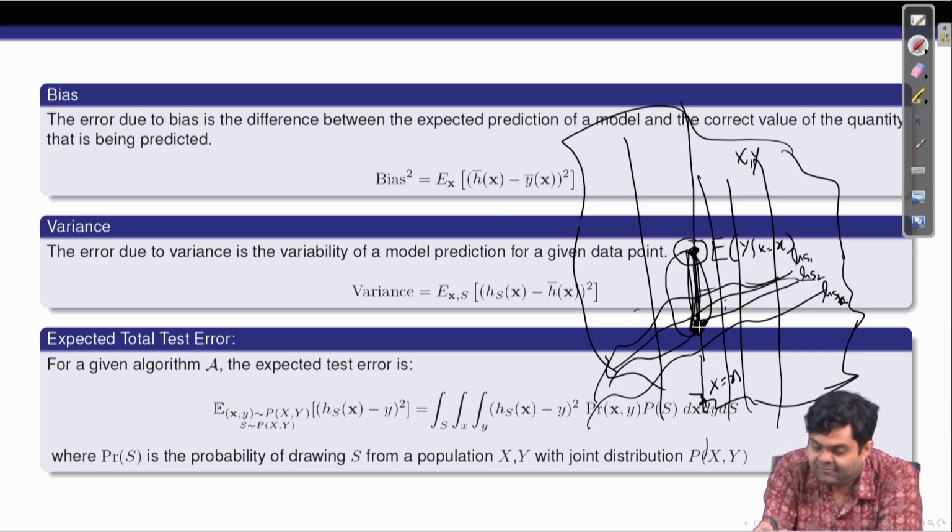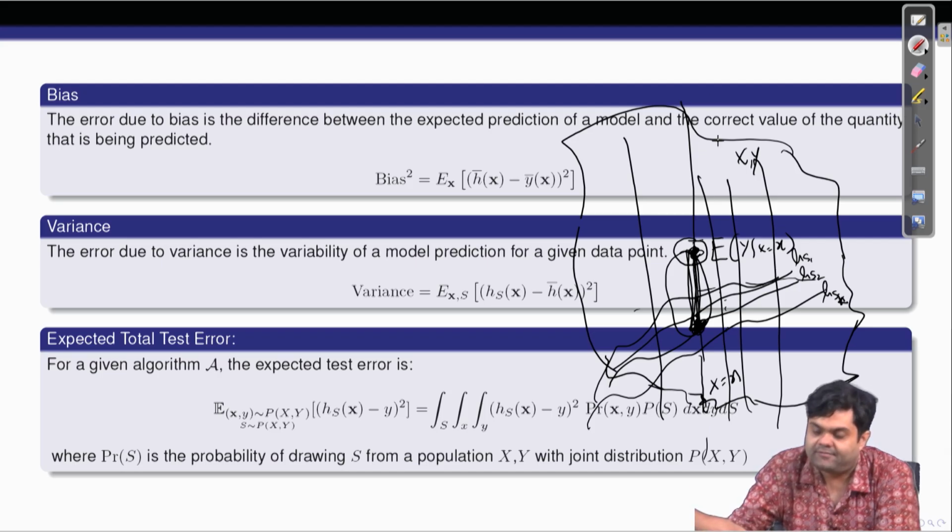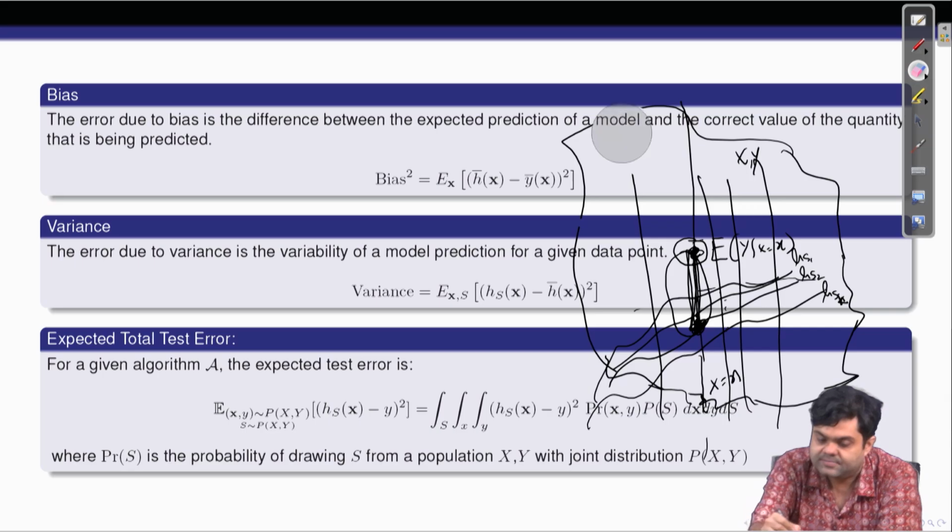So, you take the average value of y fixing x, the average value of all the predicted values for y fixing x, take the squared difference of that, and now do that for every x and take the average. This is your bias.